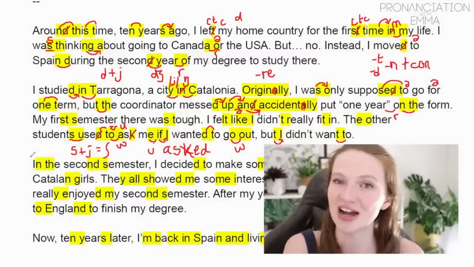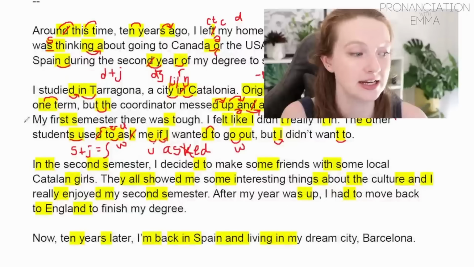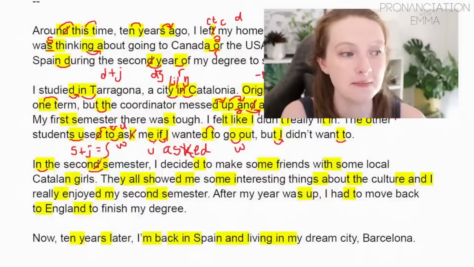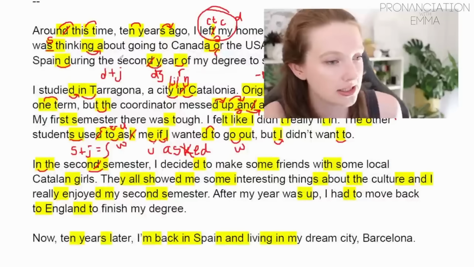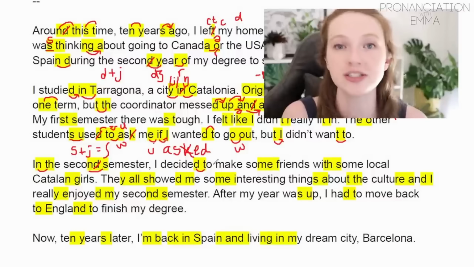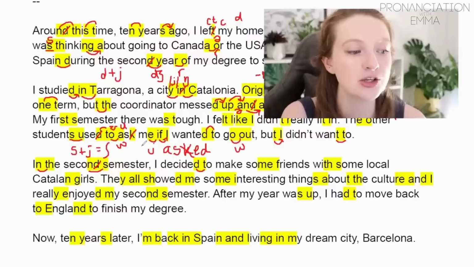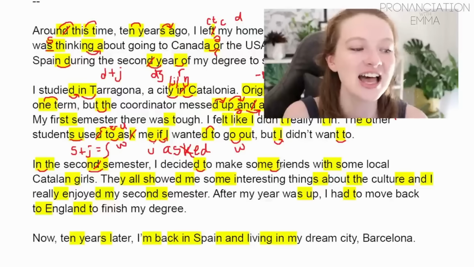Now we're on to the third paragraph. So, in the second semester, connect those together, remove the D. It's the same as what's going on up here with consonant T, consonant, consonant D, consonant, and so on. In the second semester, I decided to make, remember not decided to, we're using weak forms. I decided to make some friends, some friends.